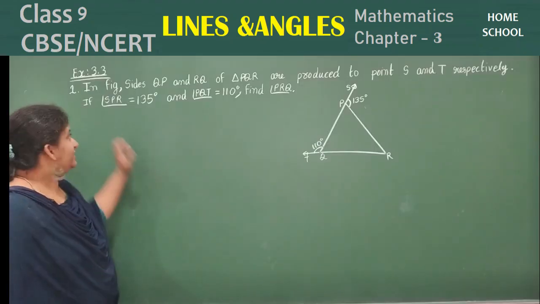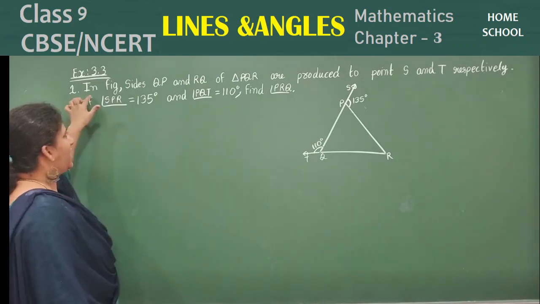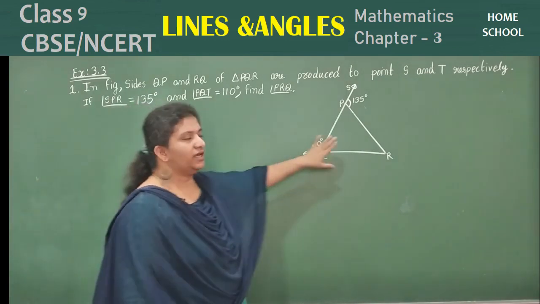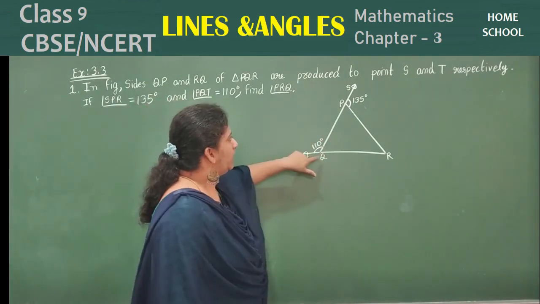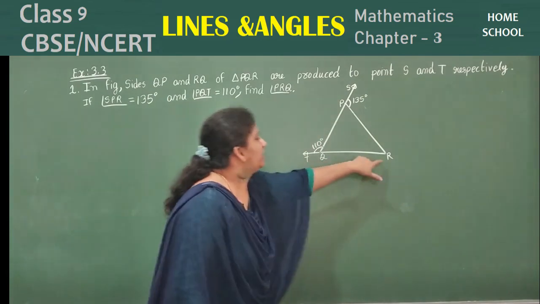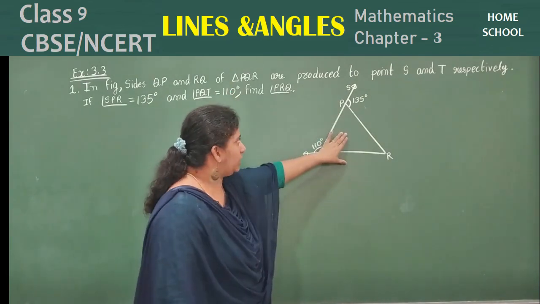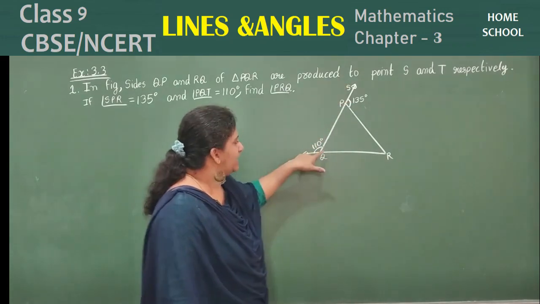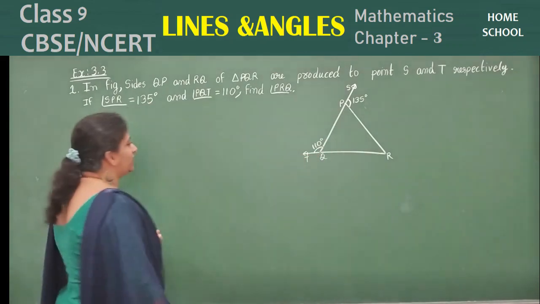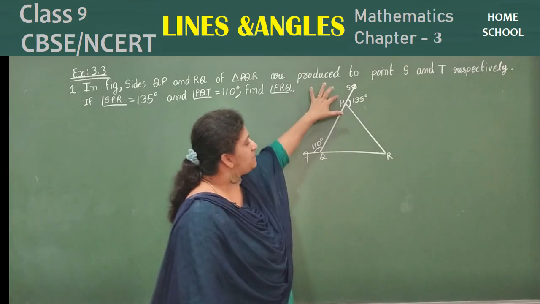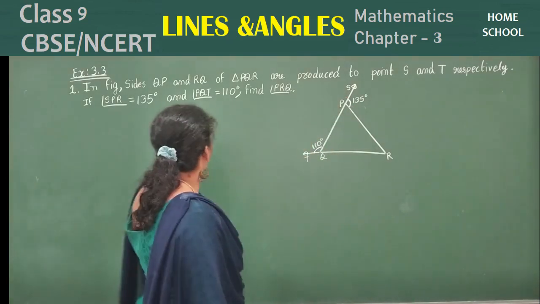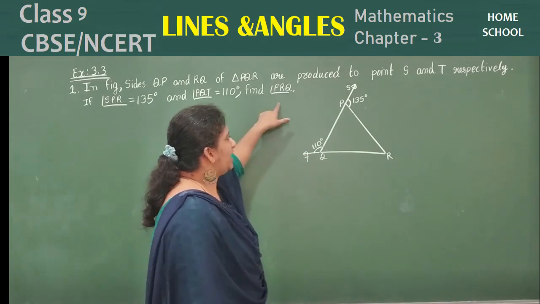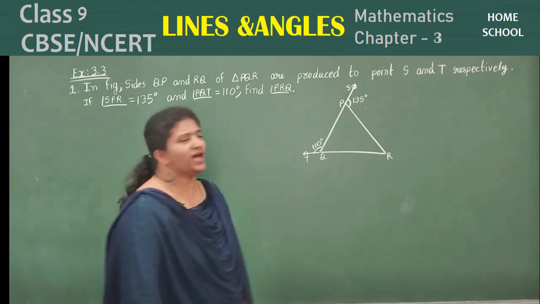Let's start exercise 3.3. First problem. In the figure, sides QP and RQ of triangle PQR are produced to points S and T respectively. Observe here, children, in this figure, where is QP? If angle SPR is equal to 135 degrees and angle PQT is equal to 110 degrees, find angle PQR is your answer.